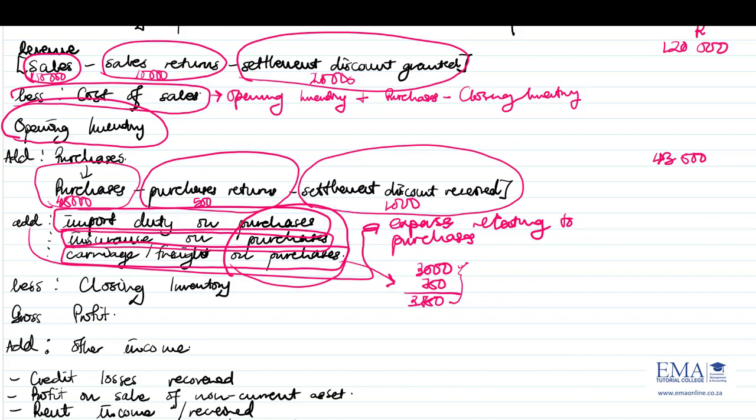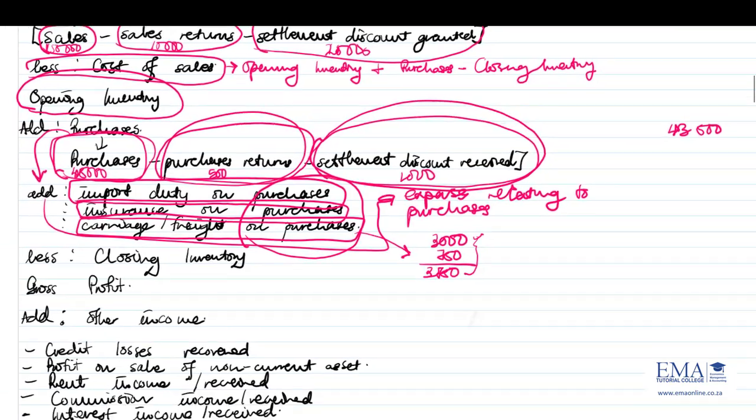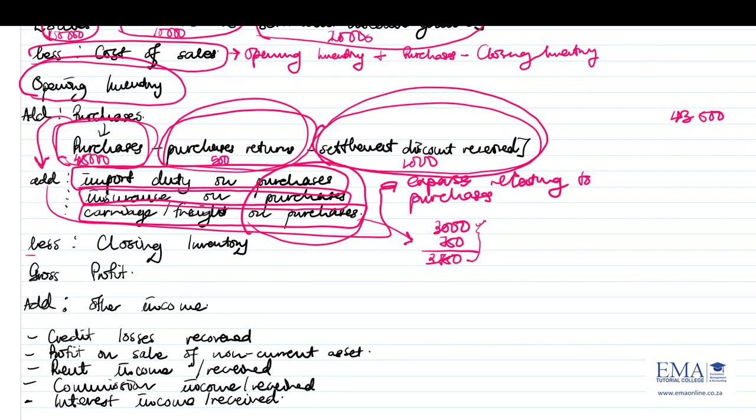All right. So now we are saying any expenses relating to purchases, you add them to the purchases figure. And the purchases figure, we said, how do you get it? You're saying your purchases minus your purchases returns minus your settlement discount that you received. Okay. Then after that, you subtract your closing inventory. Then you get your cost of sales.